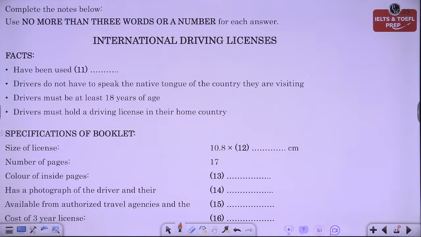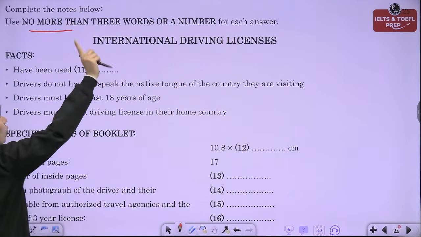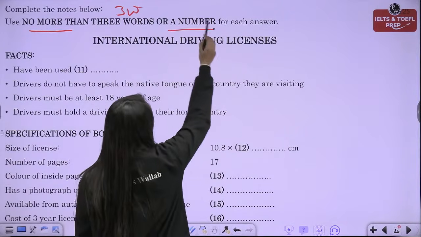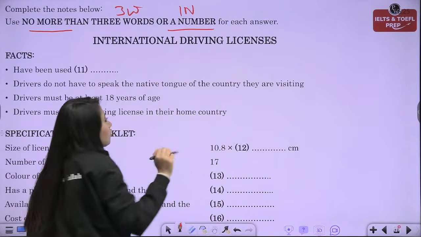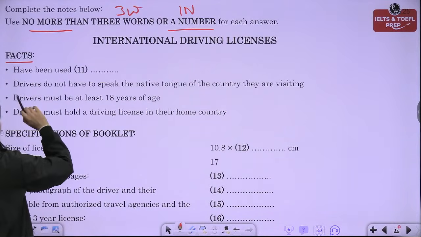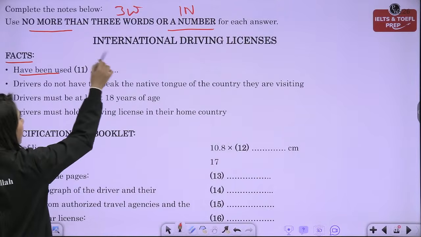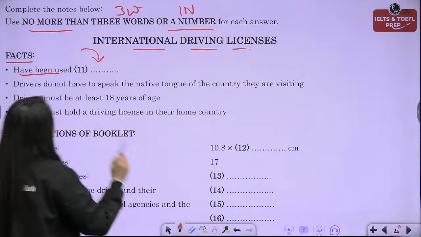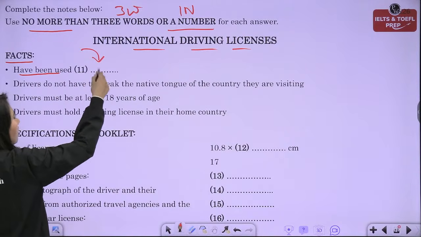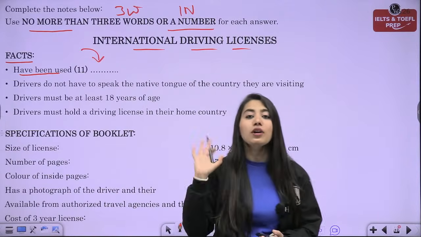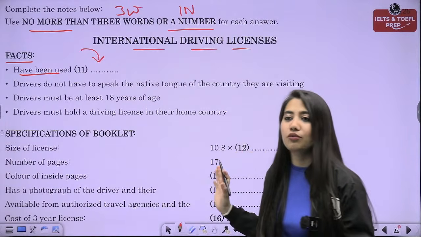Let's move ahead. Now, the next set of questions is about this one. Here you have got the instruction stating no more than 3 words. You cannot use more than 3 words and a number. You can use only one number. So 3 words and 1 number maximum you can use. Now look, it's about facts. What are they asking? Have been used. Since when have they been used? It's about international driving licenses. So have been used since when? So a year will come here. What do you expect as your answer? That also you need to figure out by yourself.